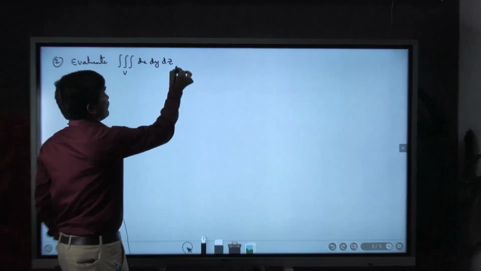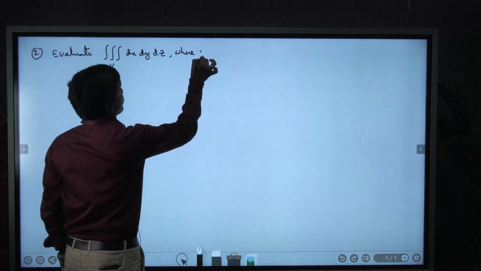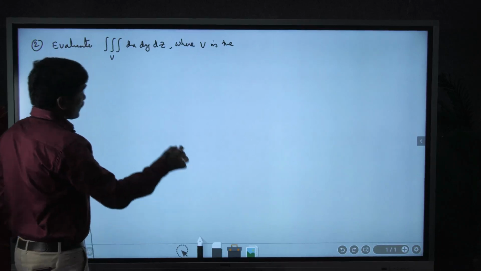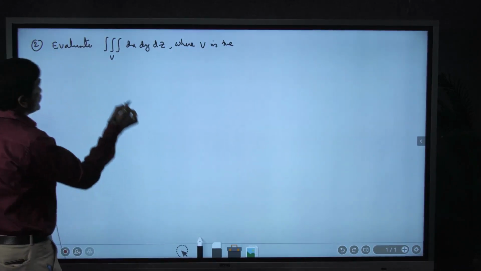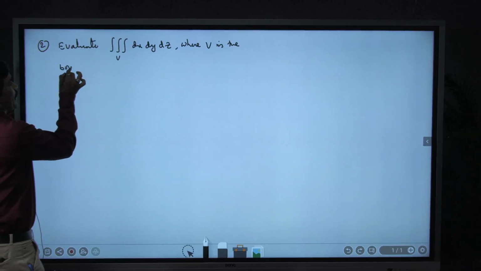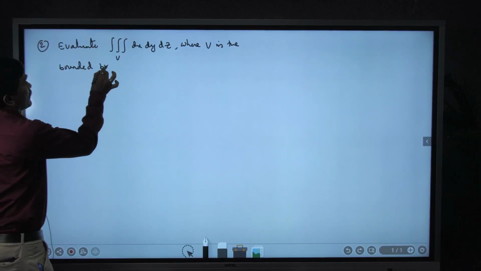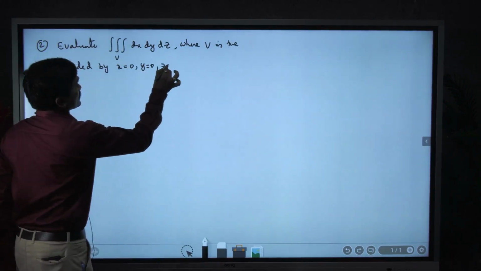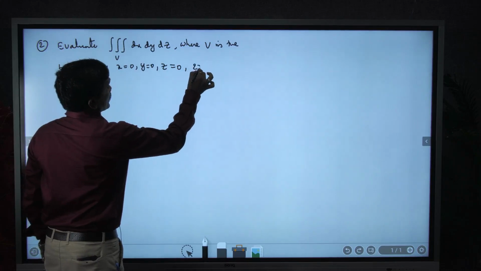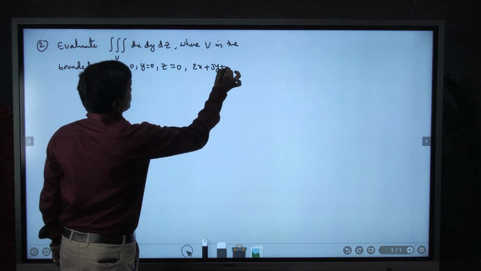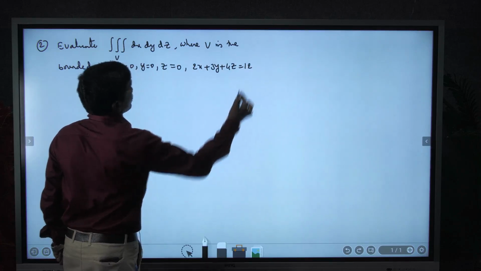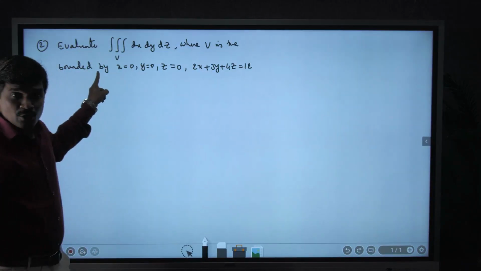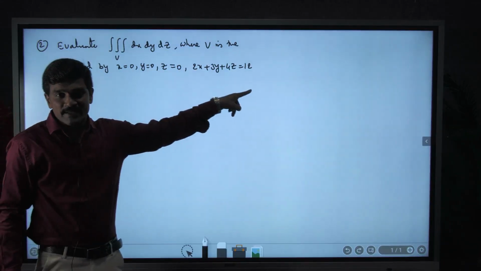What is V? Here V is the finite region of the space bounded by x equal to 0, y equal to 0, z equal to 0, and 2x plus 3y plus 4z equal to 12. So this is the given one, where V is the finite region of space bounded by these planes.